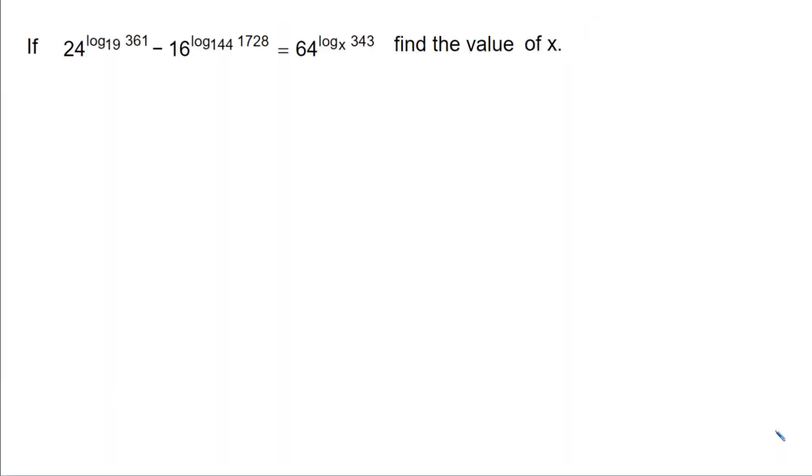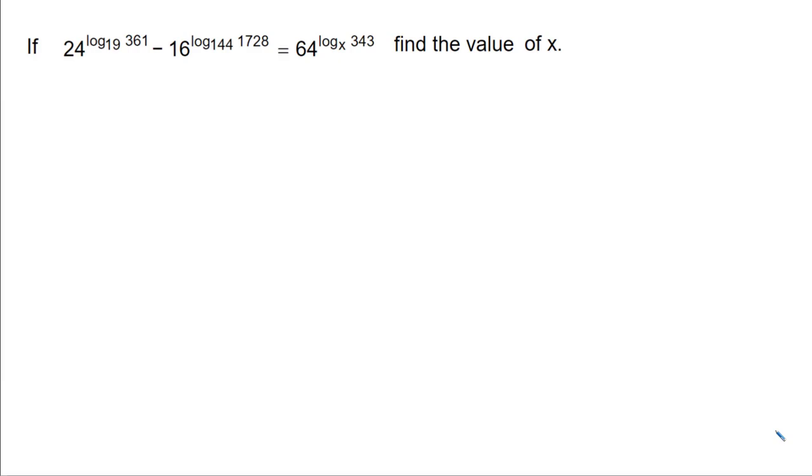Okay, let's have a look at the third question now. The third question is: if 24 to the power log of 361 to the base 19, minus 16 to the power log of 1728 to the base 144, is equal to 64 to the power log of 343 to the base x, we need to find the value of x.